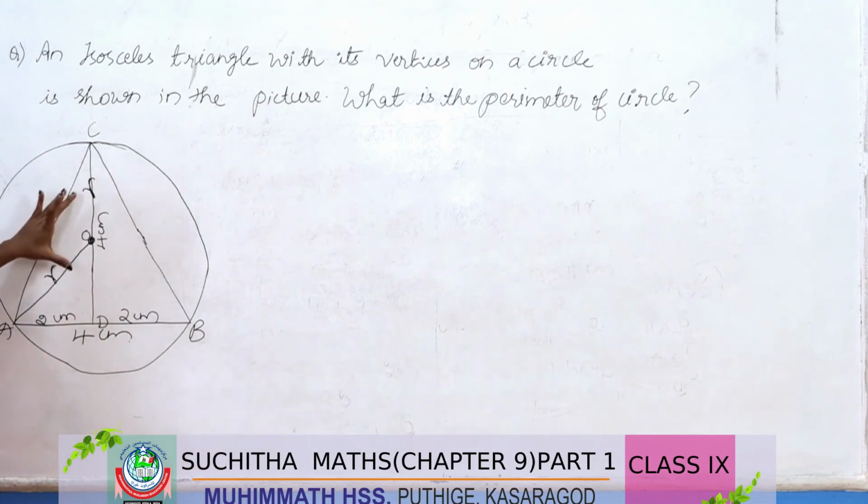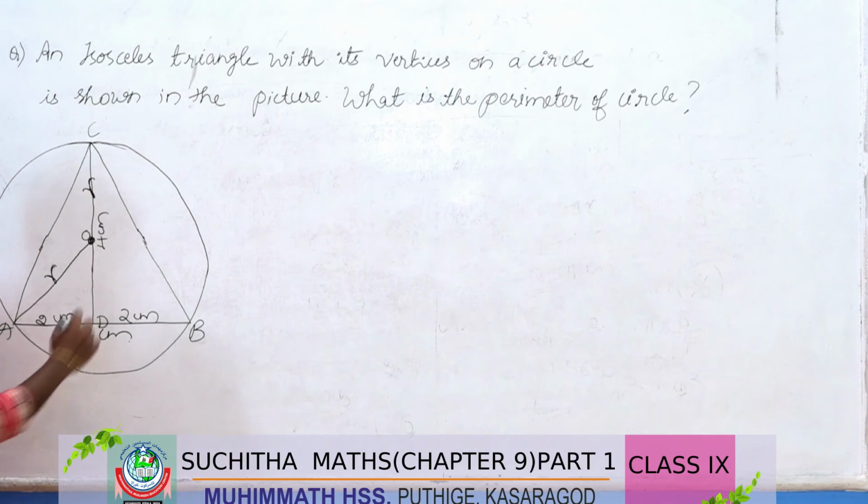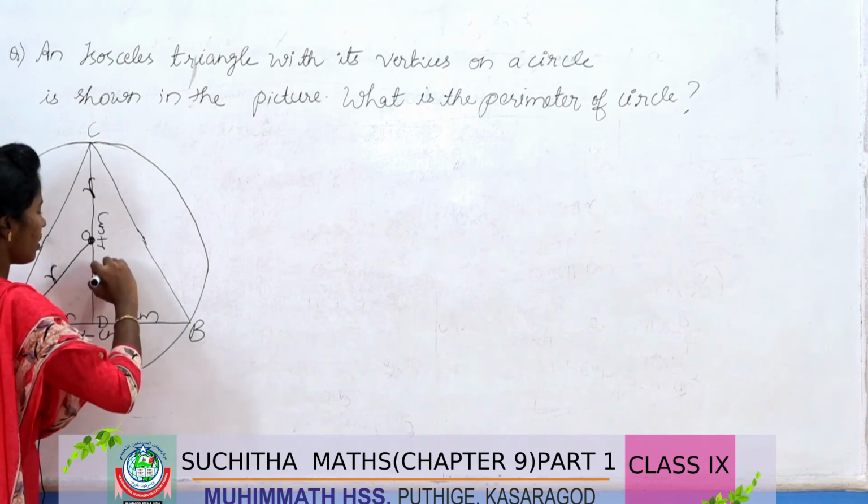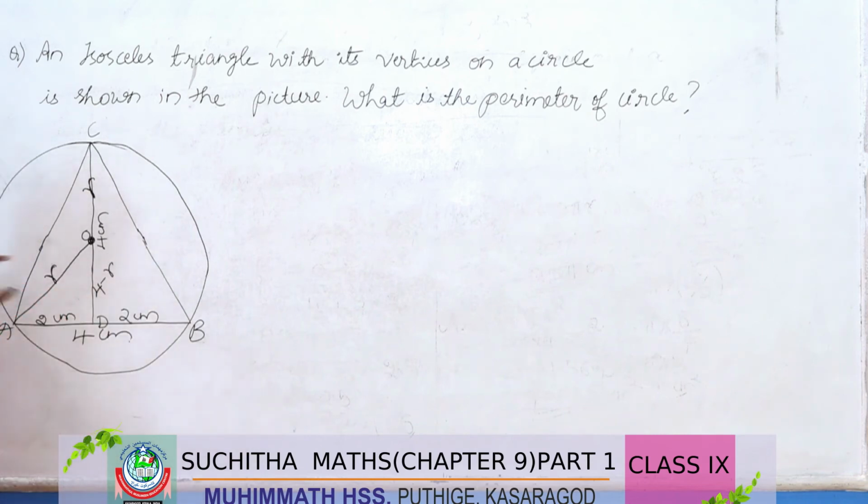Then the CD distance is 4 centimeter. This total length is 4 centimeter and this length is R centimeter. Then what about this distance OD? OD is the total distance minus this distance, that is 4 minus R. So the length of OD is 4 minus R. The length of AD is 2 centimeter and the length of AO is R.